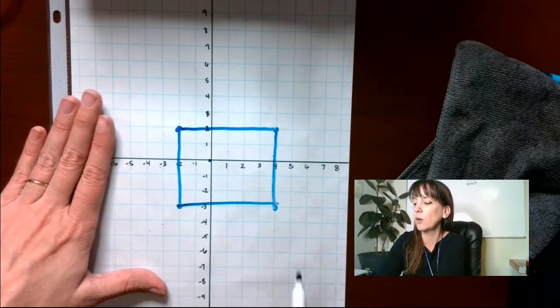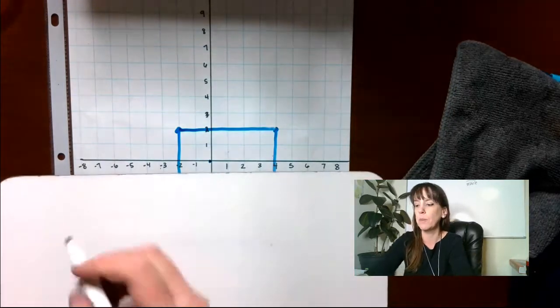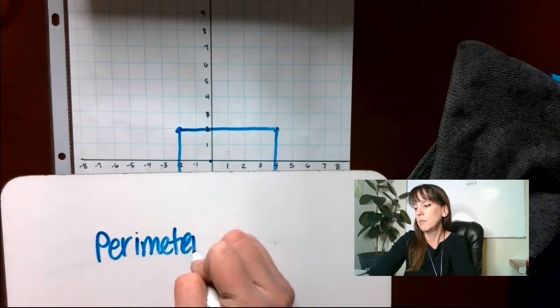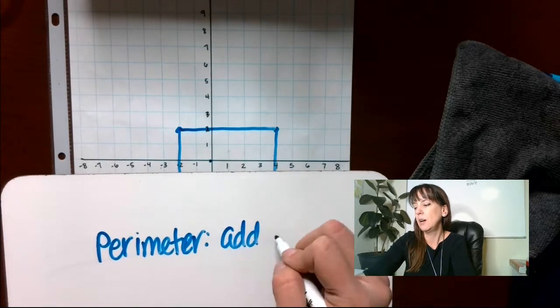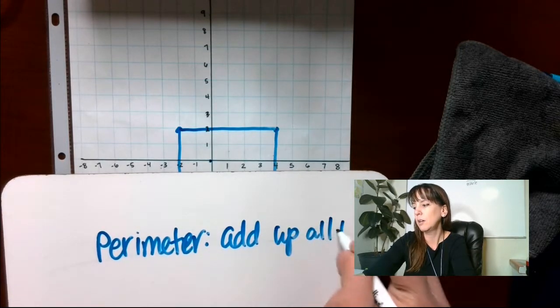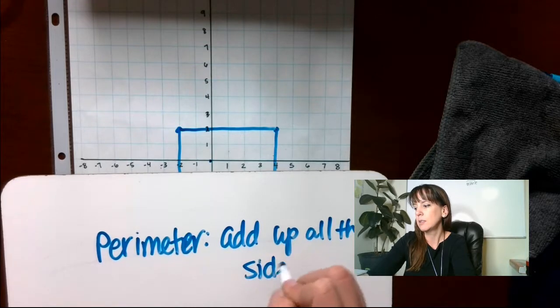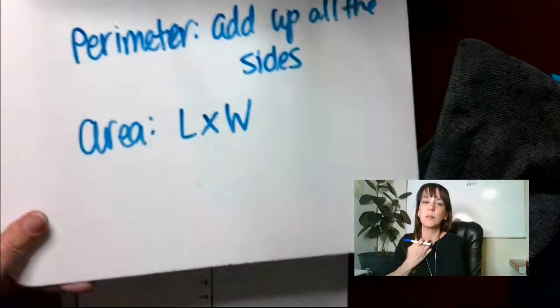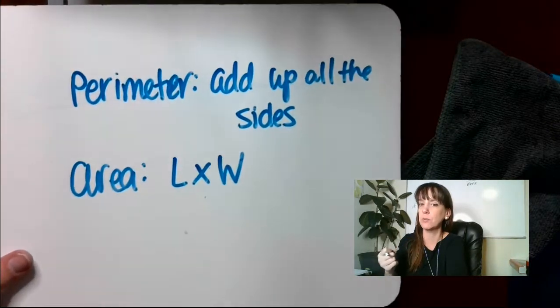Just a reminder, if you don't already have it written down in your notes, perimeter: add up all the sides. Area: length times width. This is for rectangles, right? Length times width. So make sure that you have that written in your notes somewhere.